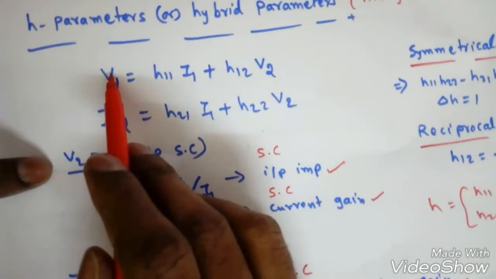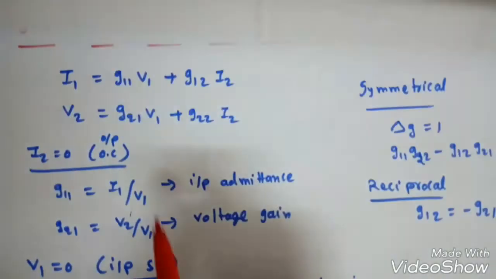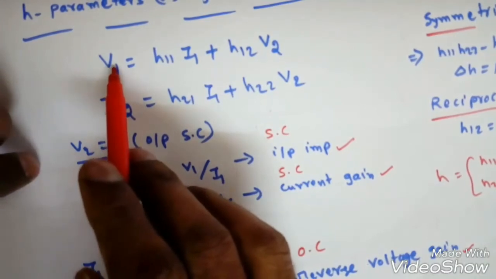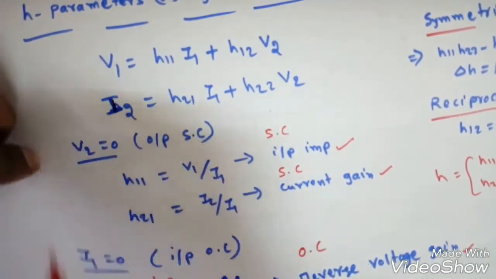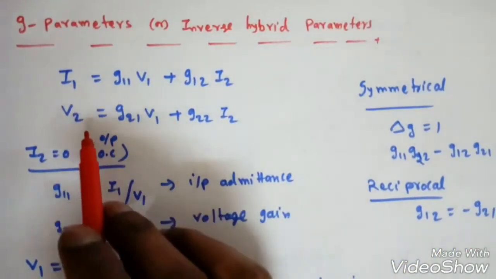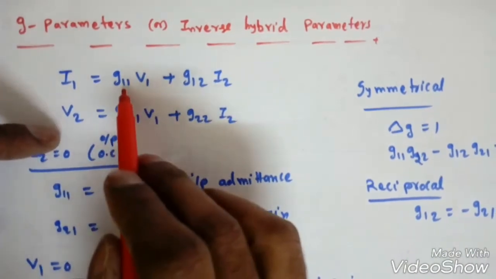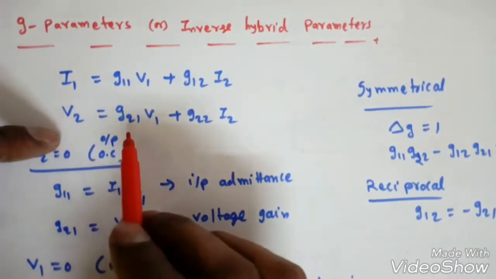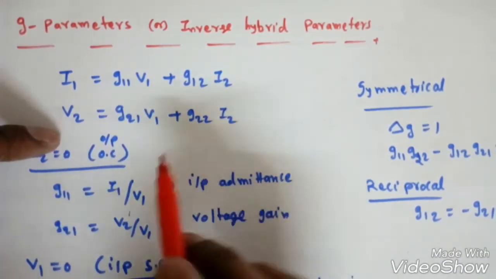So what is opposite? Here you will get I1. So in place of V1 we will get the input side I1 here. This is I2, so we will get V2. So I1 is equal to G11 V1 plus G12 I2. Similarly, V2 is equal to G21 V1 plus G22 I2.